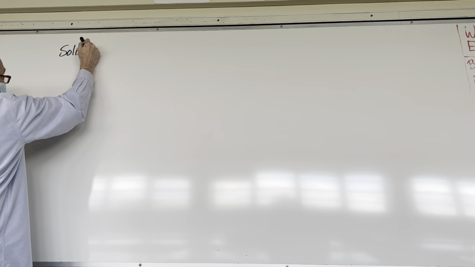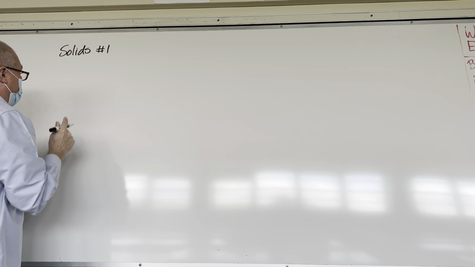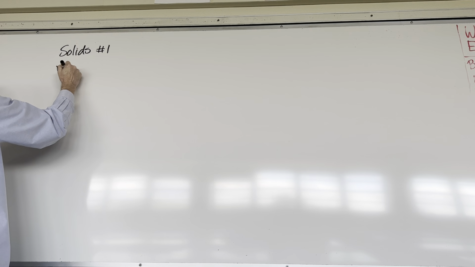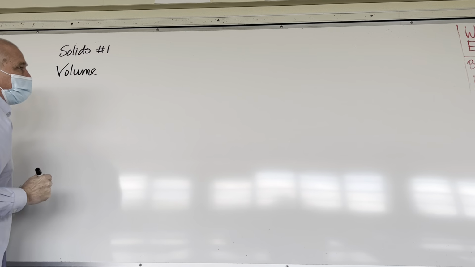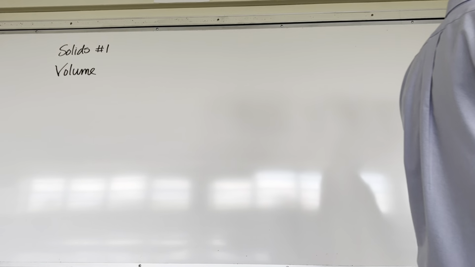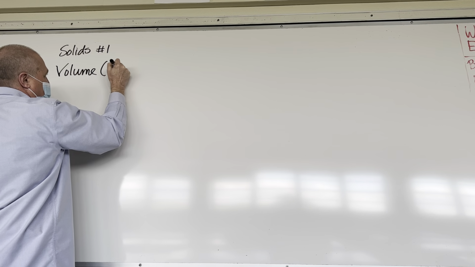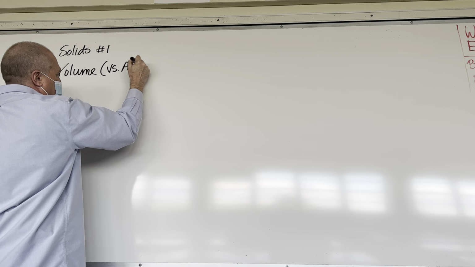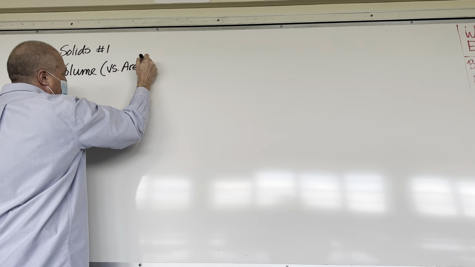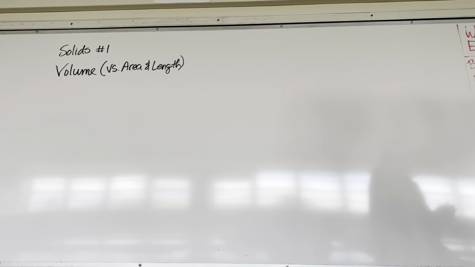This is a new unit. It's called Solids, and this is the first lesson within it. Solids number one is called volume. And there's sort of a side note to the title: versus area and length. What's the difference between length, area, and volume, and how are the units different?